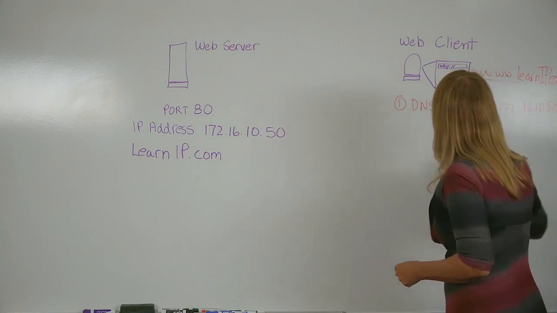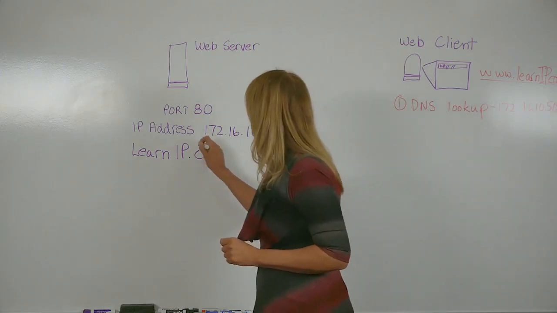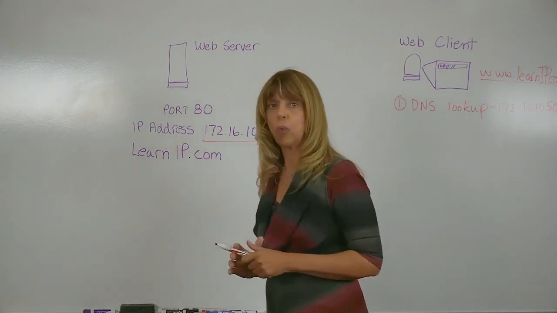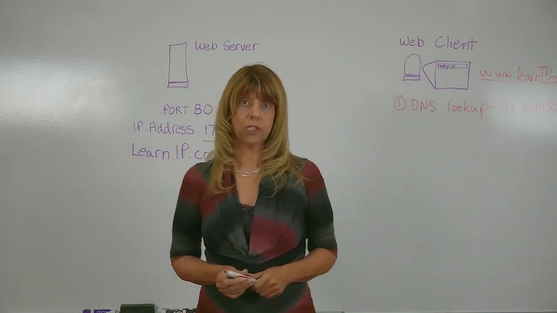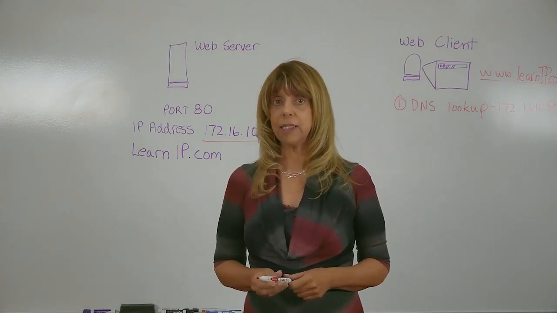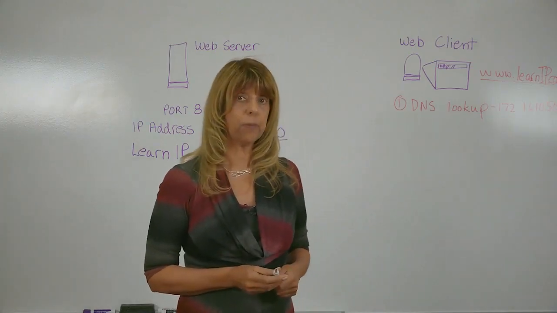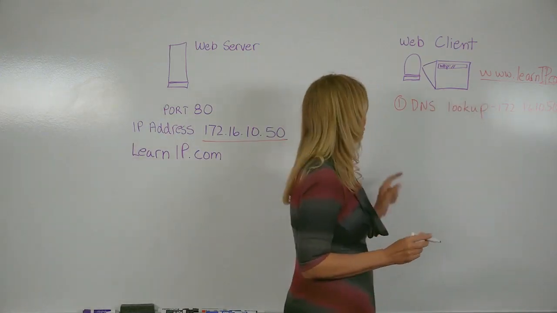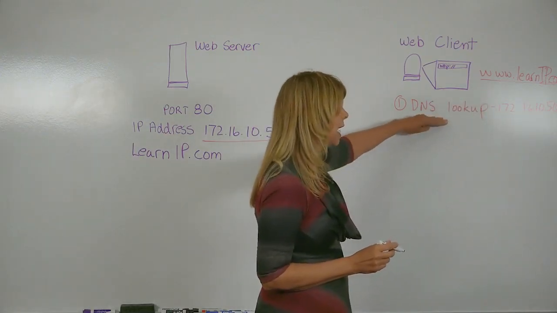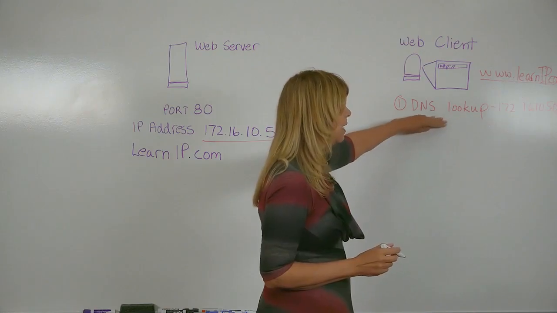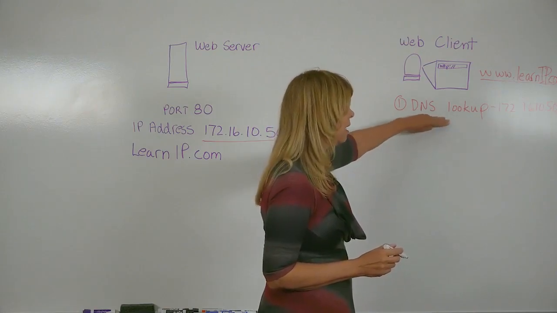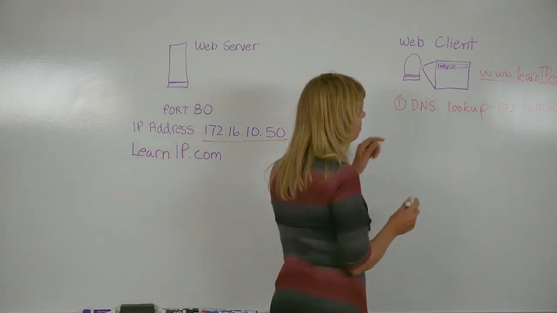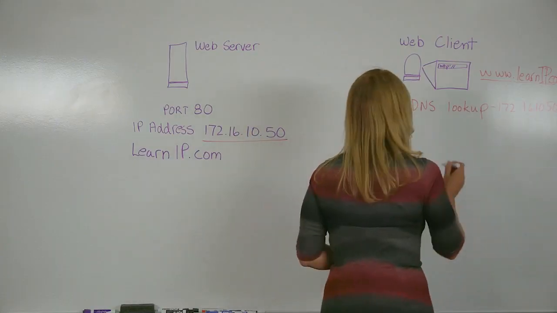172.16.10.50. Now, the IP address is what the packet is going to be addressed to, that's going to contain in its data portion the request for the particular web page, the one in the folder www. So it's done the DNS lookup. Then, once that's completed, the message is going to be sent over to the web server.